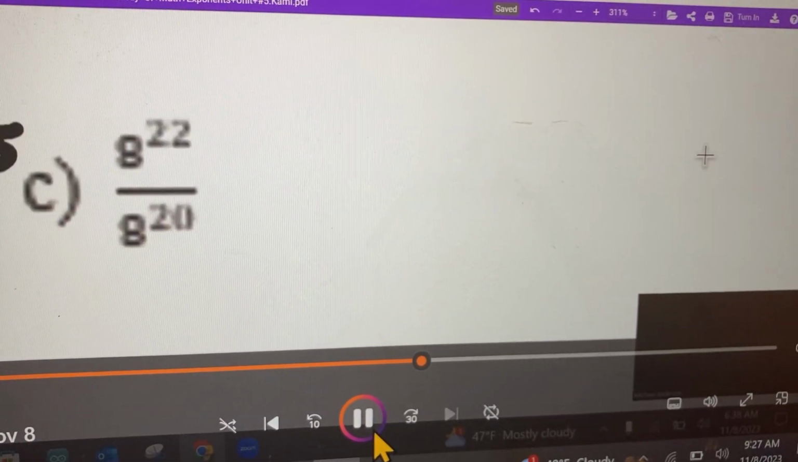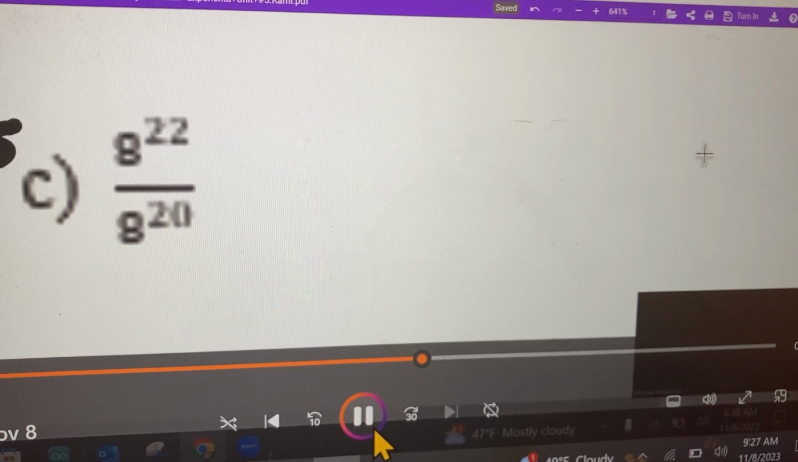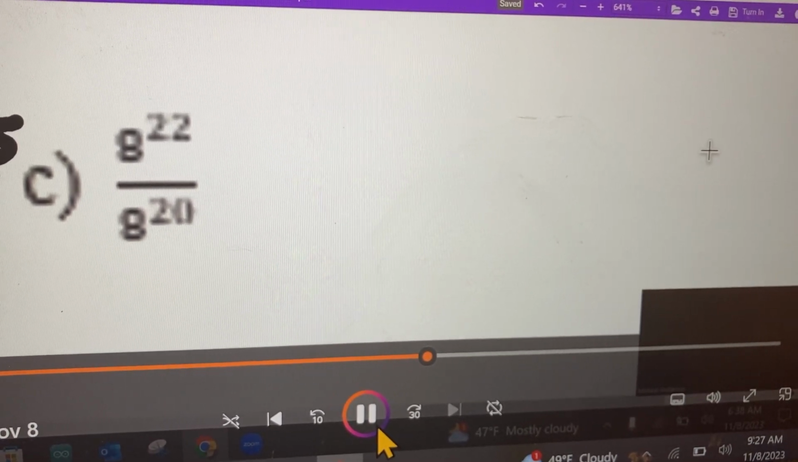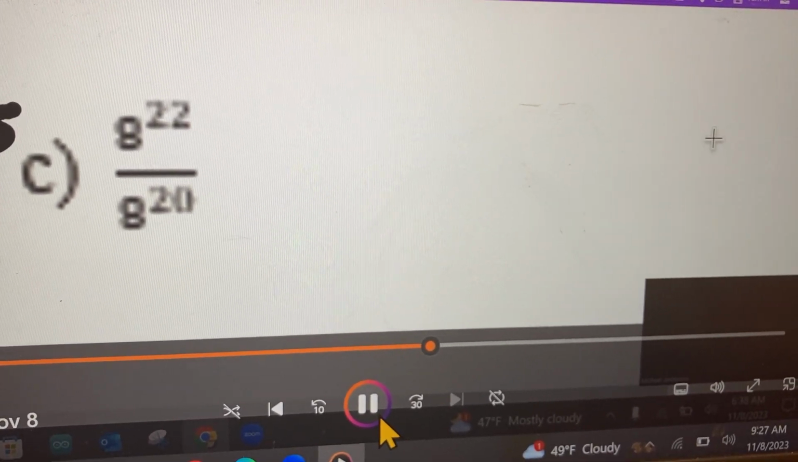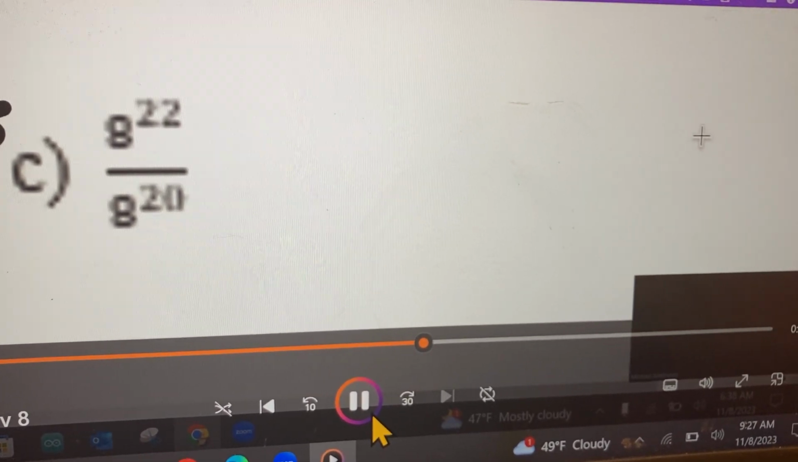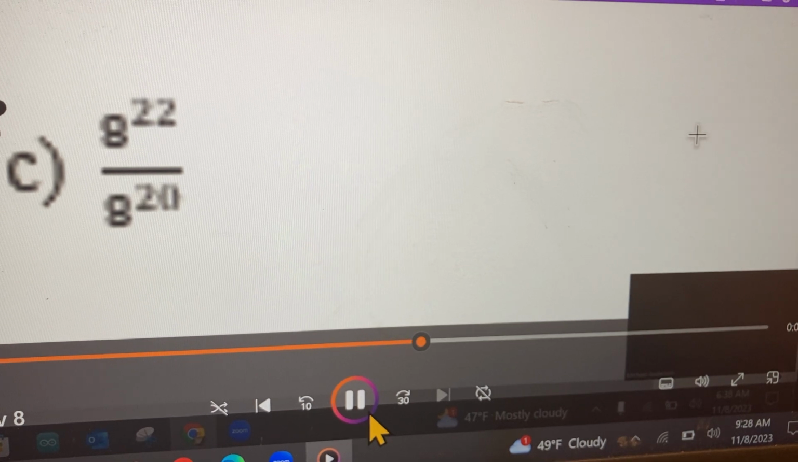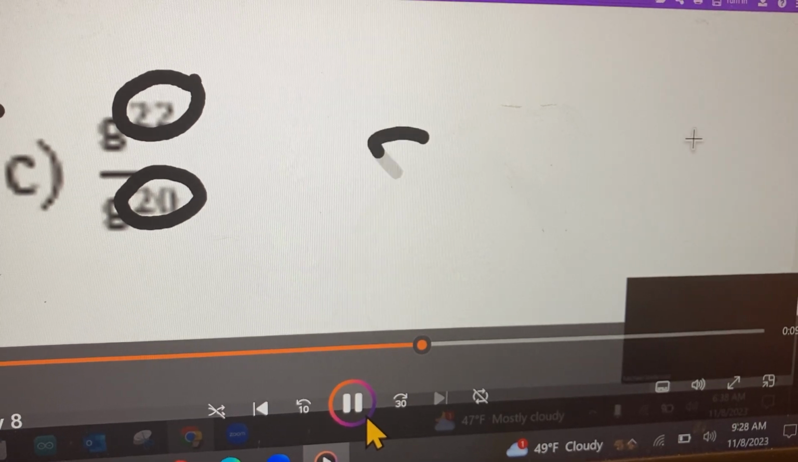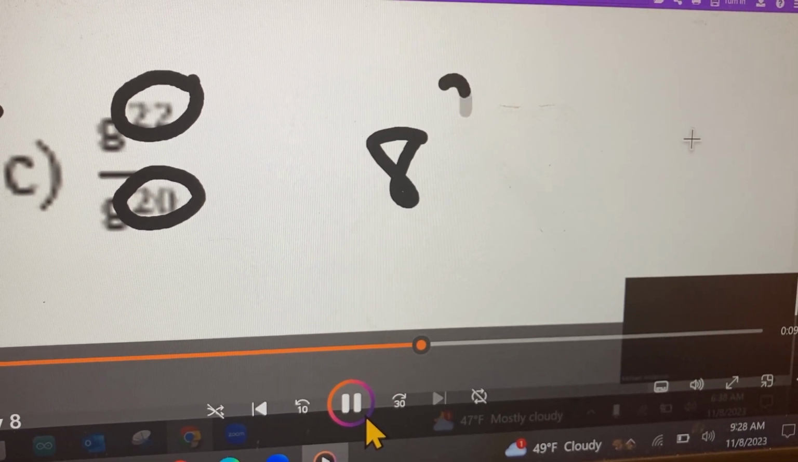Okay, 8 to the 22nd power divided by 8 to the 20th. I am not going to write down 22 8's. It's too early in the morning. I haven't had my cup of coffee yet. Ain't doing it. I'm just going to do the shortcut. We have 22 and we have 20, so we subtract them. We end up with 8 to the 2nd power.